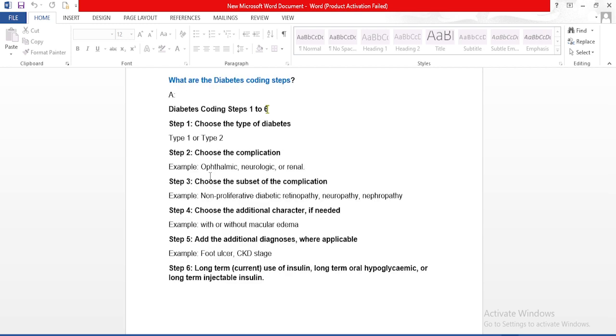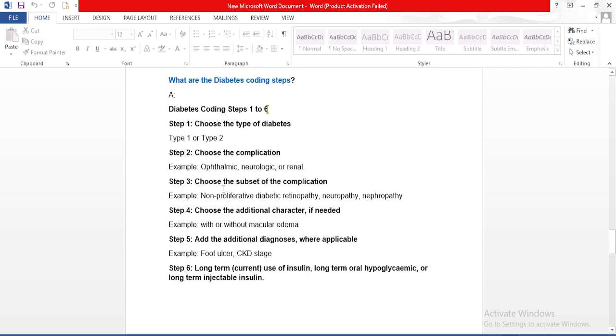Next one, what are the diabetes coding steps? Usually we have 6 steps. If you remember these 6 steps, you can code easily. First, step 1, we need to choose the type of diabetes, which is type 1 or type 2. Next step, choose the complication. So what type of complication does the patient have? Whether it is ophthalmic, neurologic, or renal. We need to check the documentation.